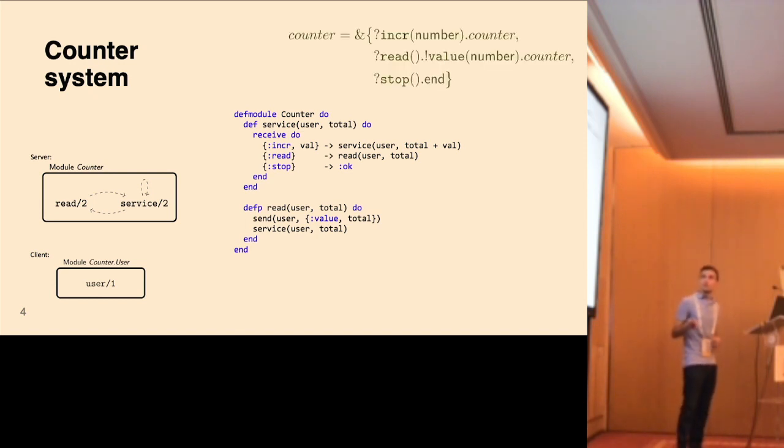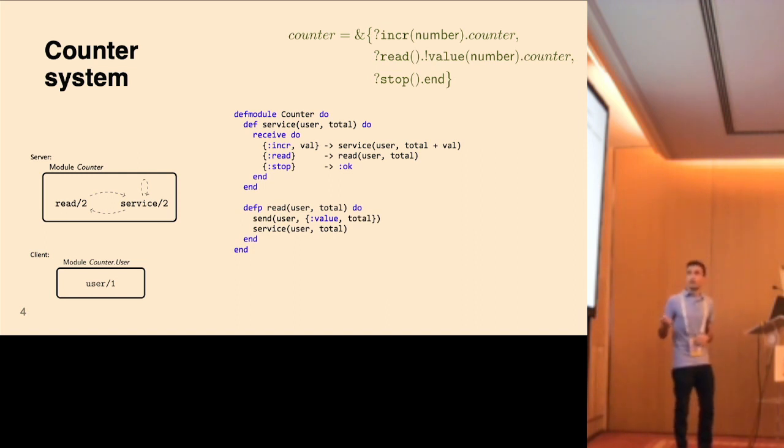So if you look at it, you can see that implicitly it's following a sort of protocol. This protocol can be written as this counter session type, which is a typical binary session type, the branching type, where it can either receive increment with a payload of type number, and then it recurses. It can also receive read, and then send back a value of type number, and then recurse, or it can also receive stop before terminating the session.